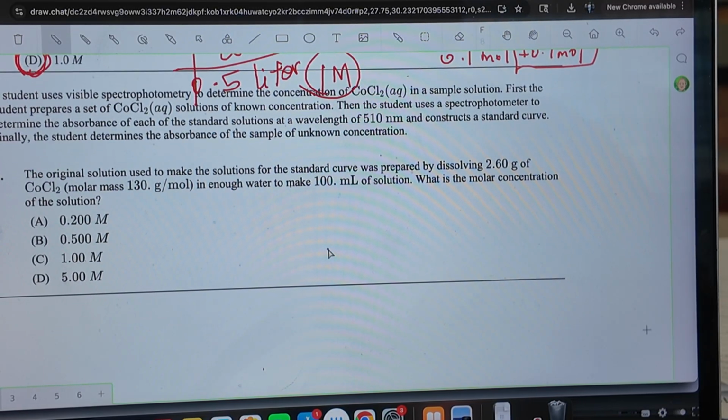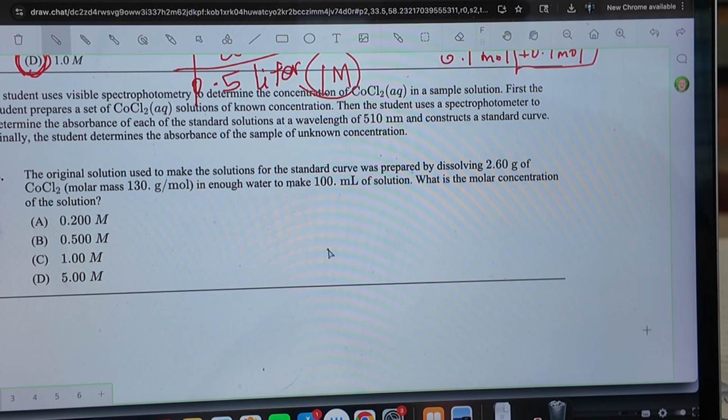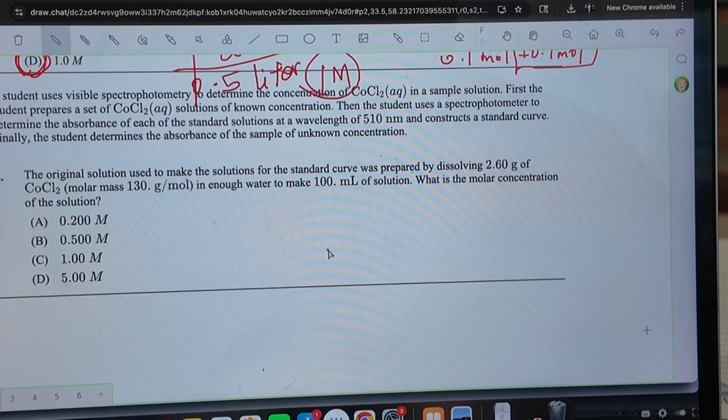A student uses visible spectrometry to determine the concentration of COCl2 in a sample solution. First, the student prepares a set of COCl2 solutions of a known concentration. The student uses a spectrophotometer to determine the absorbance of each of the standard solutions at a wavelength of 510 nanometers and constructs a standard curve. Finally, the student determines the absorbance of the sample of unknown concentration.